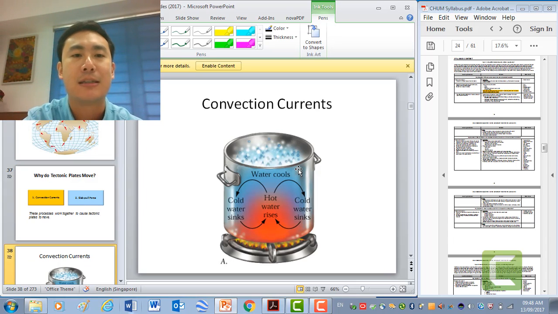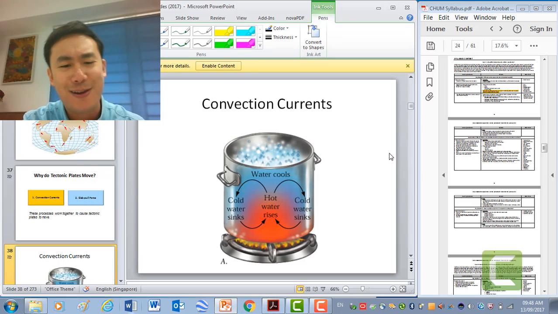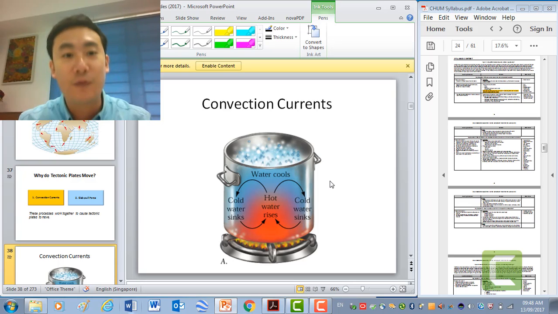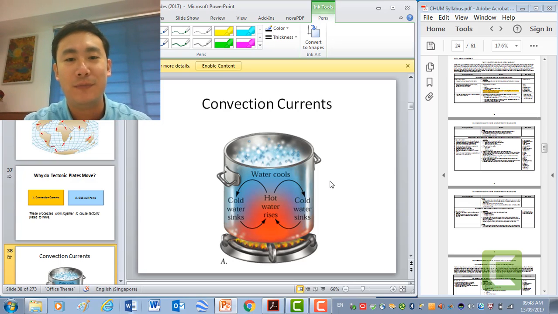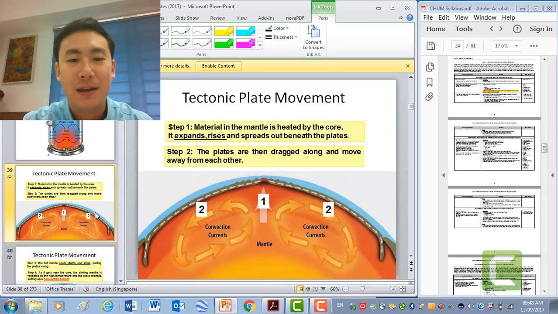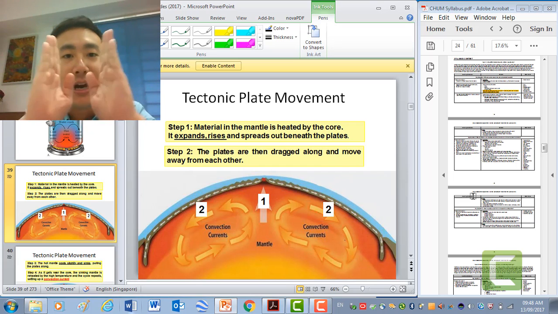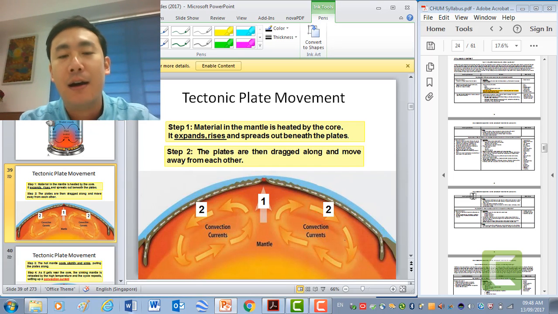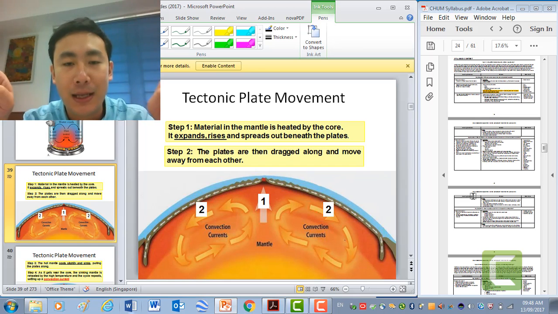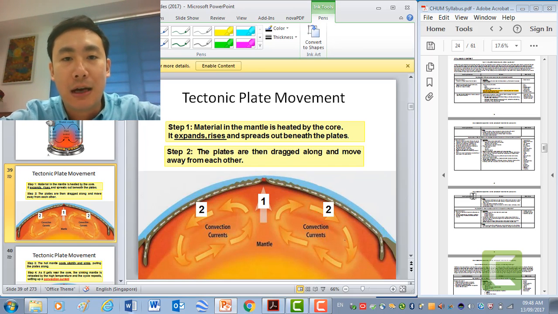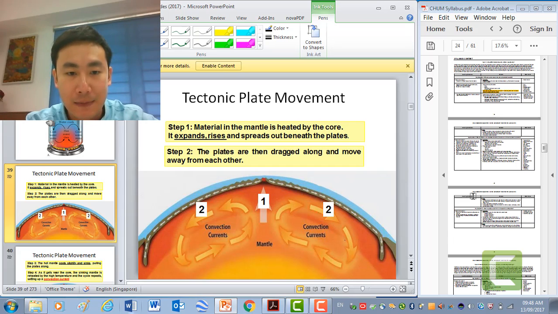Okay, convection currents is not difficult. Again, you see it all the time when you boil water, right? What's difficult for this description is basically you've got to break it down into steps. And basically, to revise, step one, mantle material is heated by the core, it becomes less dense, and then it rises. Once it rises, it spreads out beneath the plates, and then once it cools down sufficiently, it sinks, right?